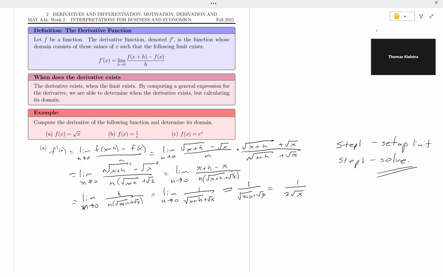And on your quiz next week, something similar to these two expressions will be given to you. You're going to be asked to compute the derivative using the limit definition, but we're not going to give you the limit definition. So you need to memorize this. It should be memorized.